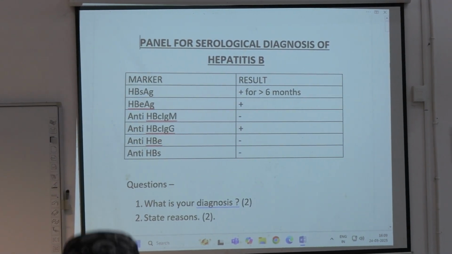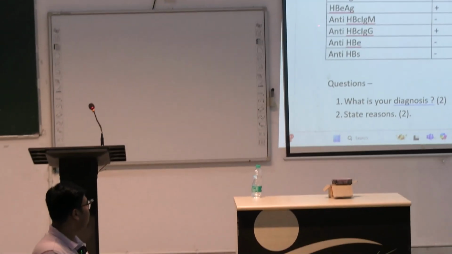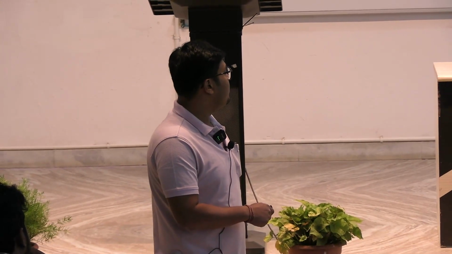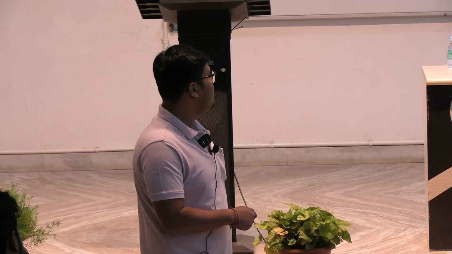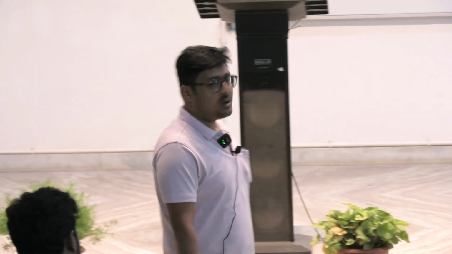So alongside the presence of hepatitis B surface antigen, there is also presence of hepatitis B e-antigen, and anti-HBc IgG is present. So what is your diagnosis? This is a case of chronic hepatitis and the person is a hepatitis B carrier with high infective rate. Okay? So this is your explanation.